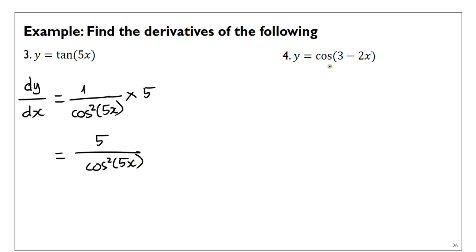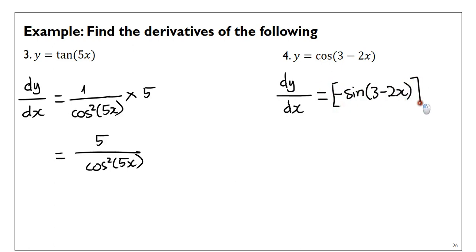All right, so moving on to example 4. The only difference between 4 and the other 3 is that this one has a polynomial in here. So you do the same thing, just differentiate the expression. So this is negative sin of 3 minus 2x. Do not change the angle. I'm just going to put another bracket here just so that you can distinguish between the two, and then I'm going to multiply with the derivative of the bracket, or the derivative of the angle, which is negative 2 in this case.